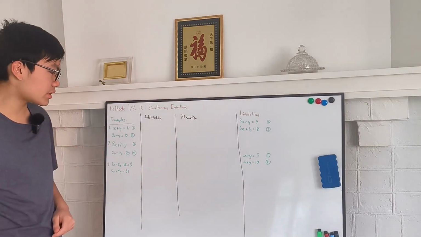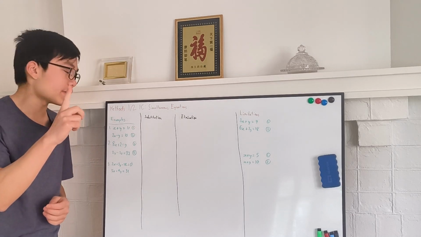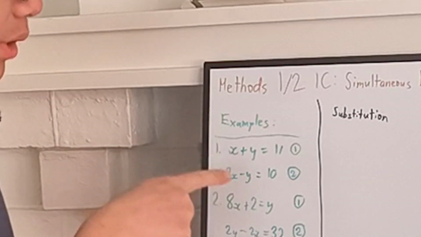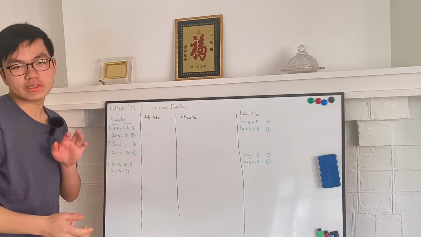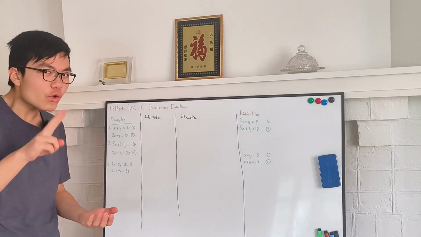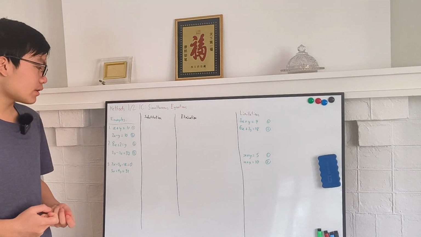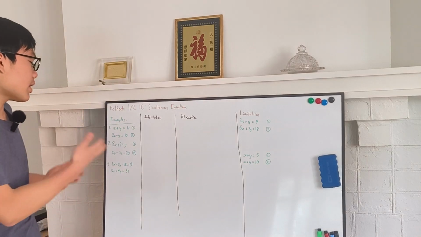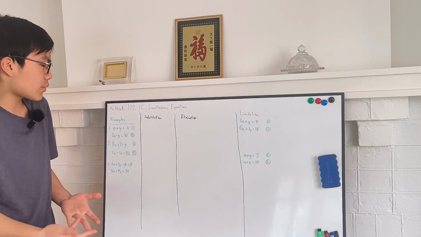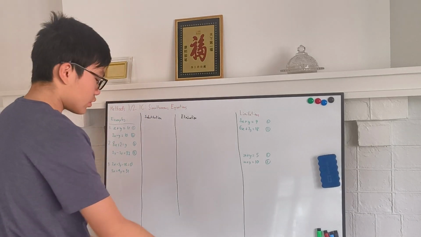So the first example here: x plus y equals 11. That's our first linear equation. And then 2x minus y equals 10. You can see that they're two different equations and they both have two unknown variables, which are x and y. And we're trying to solve for x and y. You might be thinking, well, what can we do? Well, simultaneous equations are pretty easy, actually. So let's get straight into this.